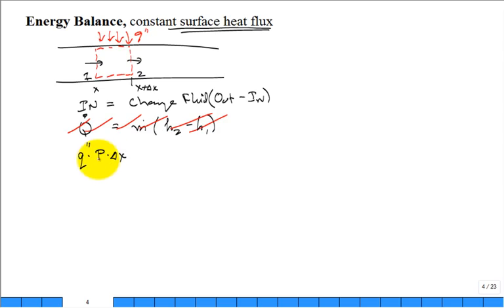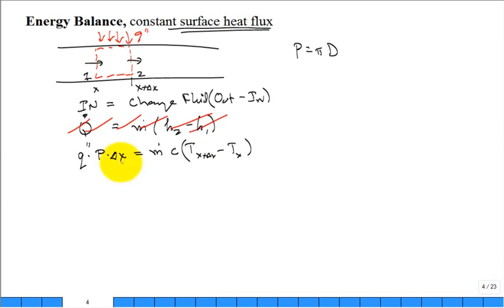What's P? Pressure? Perimeter. P is perimeter, pi d. Okay. And then over here, we still have the mass flow rate, but we're working with gases and liquids. We're really not changing phase. If you do change phase, you do have to work with enthalpy, but let's use a constant specific heat, and we're changing temperature, T at x plus delta x minus T at x.